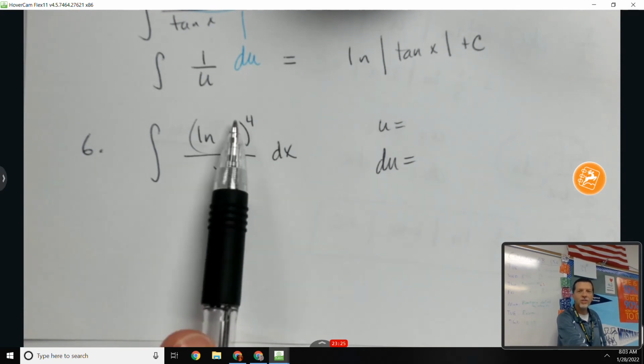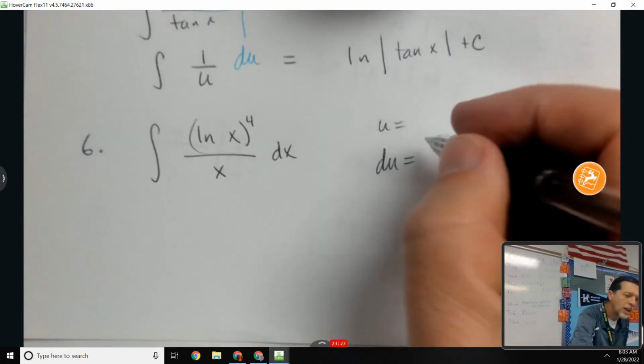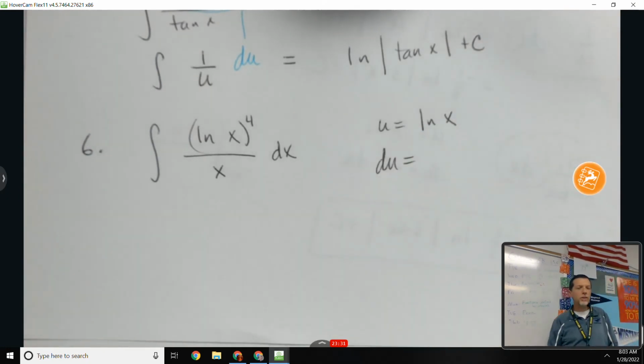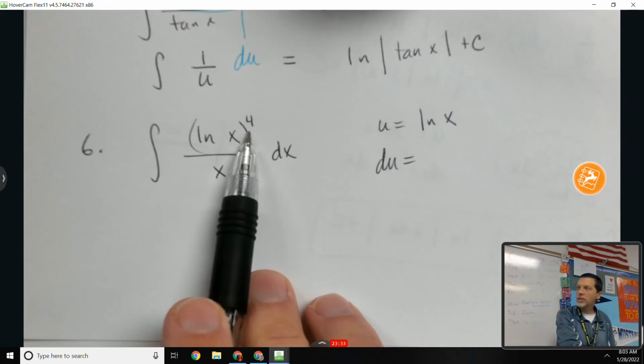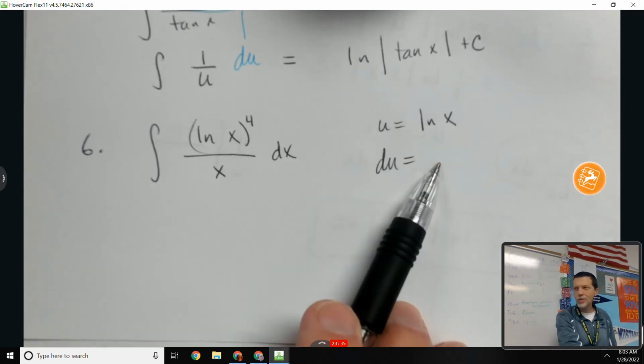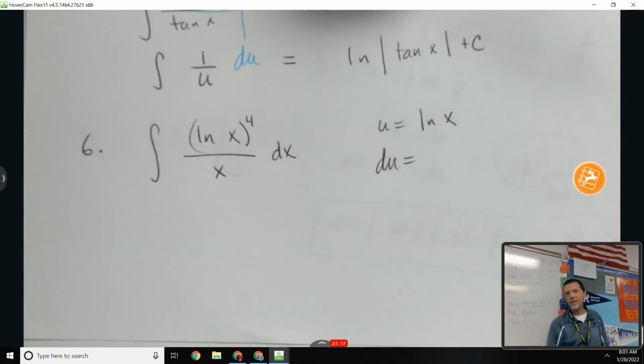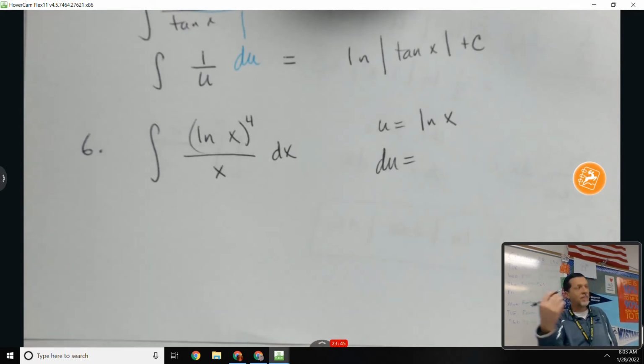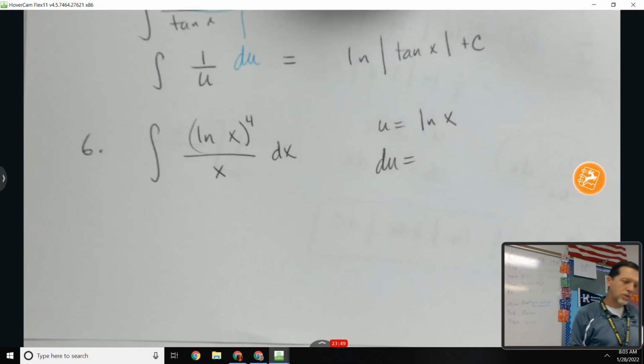So sort of our only other choice is to let it be natural log of x. I don't think I want to make it to the 4th, because if I make it to the 4th, du becomes a complicated mess. Right? I want to take out some of the ugliness of the problem, but I probably can't take out all of it, because then my du gets too terrible.